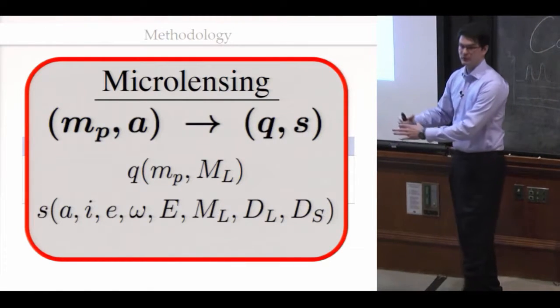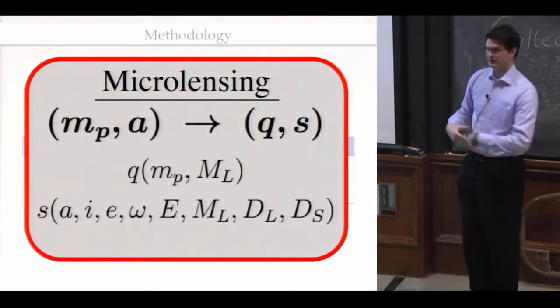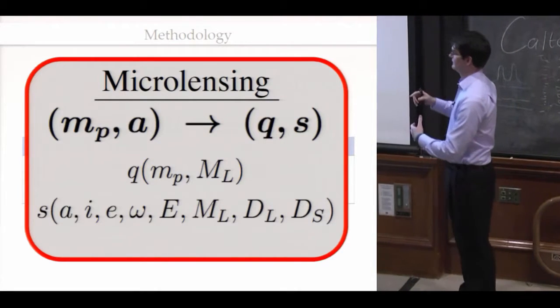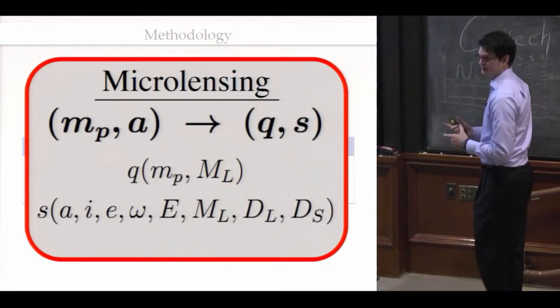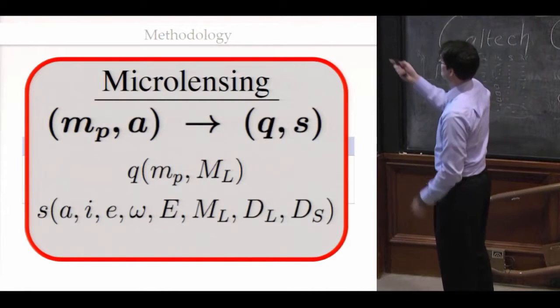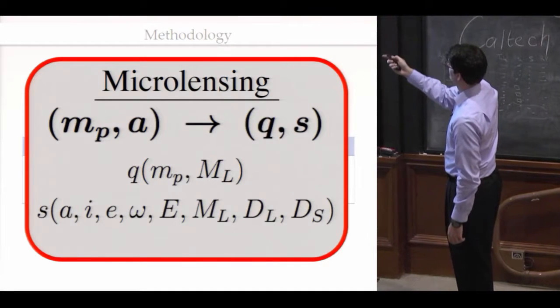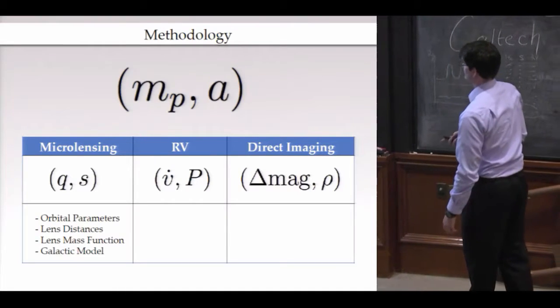Again, we don't actually know what any of these things are, so we must appeal to statistical arguments: our model for the galaxy, our lens mass function, and the rate of microlensing events, to generate likelihood functions to get our distributions of mass ratios and projected separations.